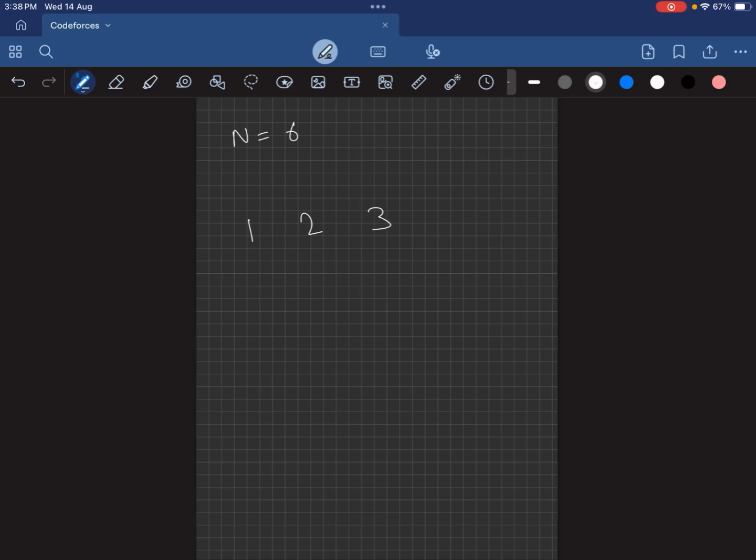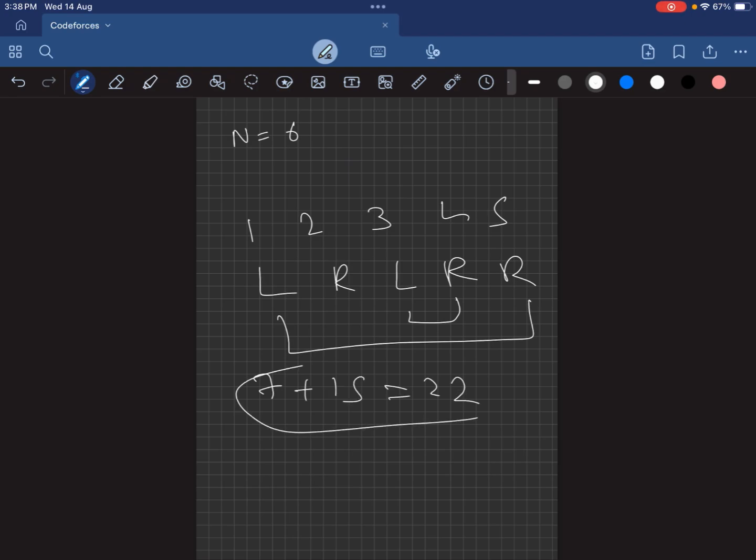So look at this: 1, 2, 3, 4, 5, L R L R R. The last test case. In this case, one can first pick these two, L and R. We'll get the score as 7, and then we pick this L and R. So it will be additionally 15, and the total score will be 22. So how do we go about solving this question?